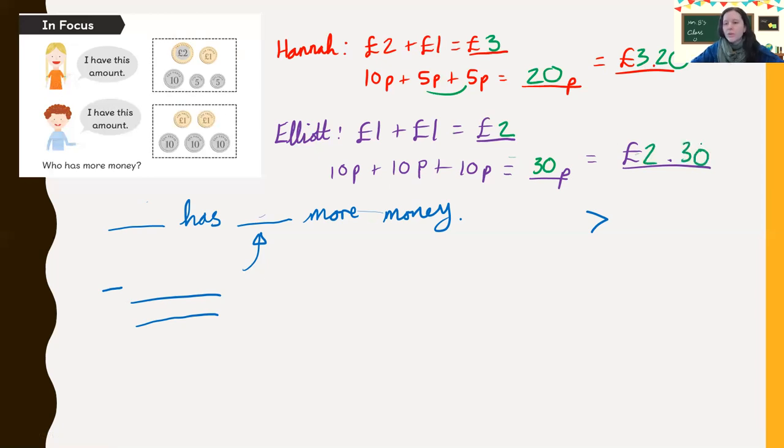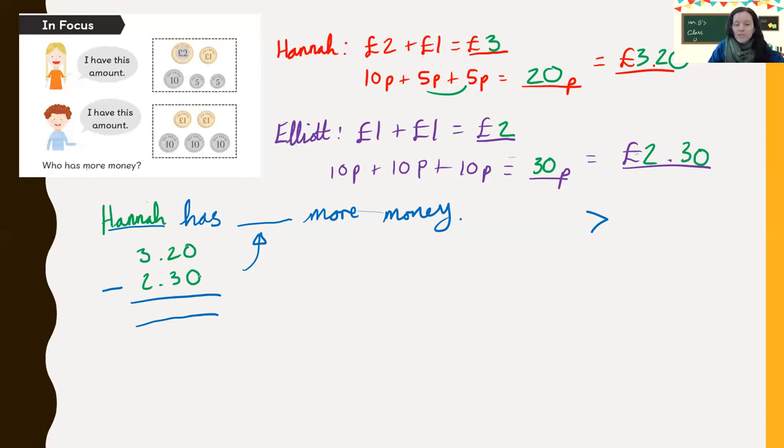Now looking at those two amounts, who has more? What's more, £3.20 or £2.30? They've got similar numbers going on there, but it's all about the pounds, who has the most pounds, and that is Hannah. So Hannah has how much more money? How do we find that out? Do we remember? So we need to do a column subtraction. So we put the biggest number on the top, and that's £3.20. Underneath is £2.30, and we're going to take away.